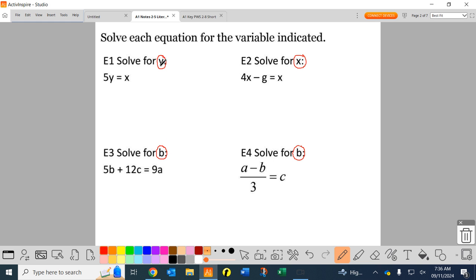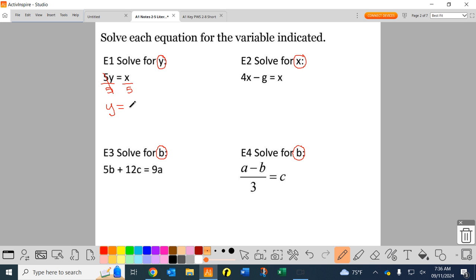For this first one for Y, our goal is to get the Y by itself. We treat it just like any other equation. We treat Y like it's the one we're trying to get by itself. And so to undo this multiplication, we would divide both sides by 5. That would cancel out that 5 in front, leave the Y by itself.